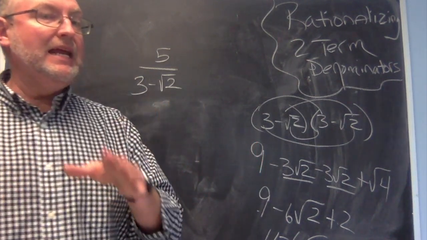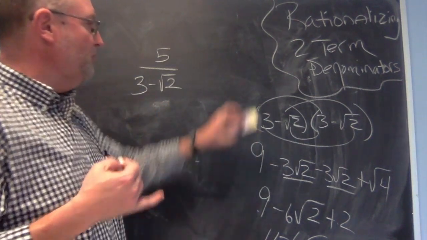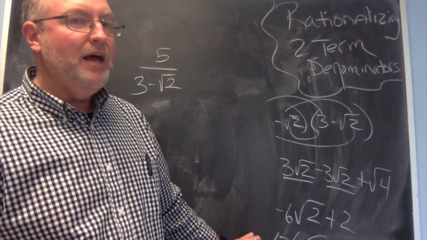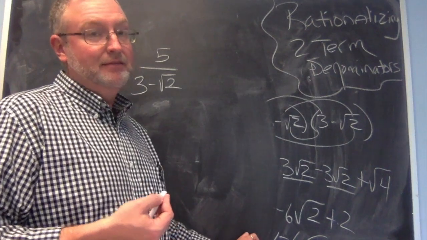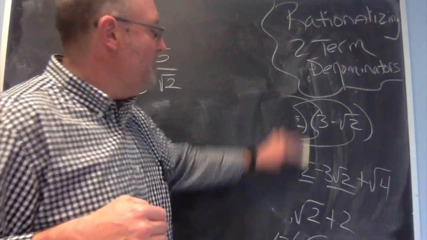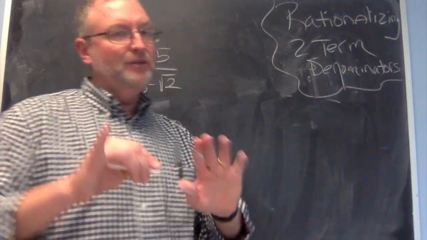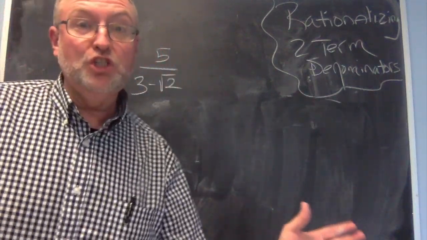Now, keeping that in mind, you can get rid of a binomial denominator by multiplying it by its conjugate. There are some big words, but you're able to eliminate this by following those simple steps with huge words.